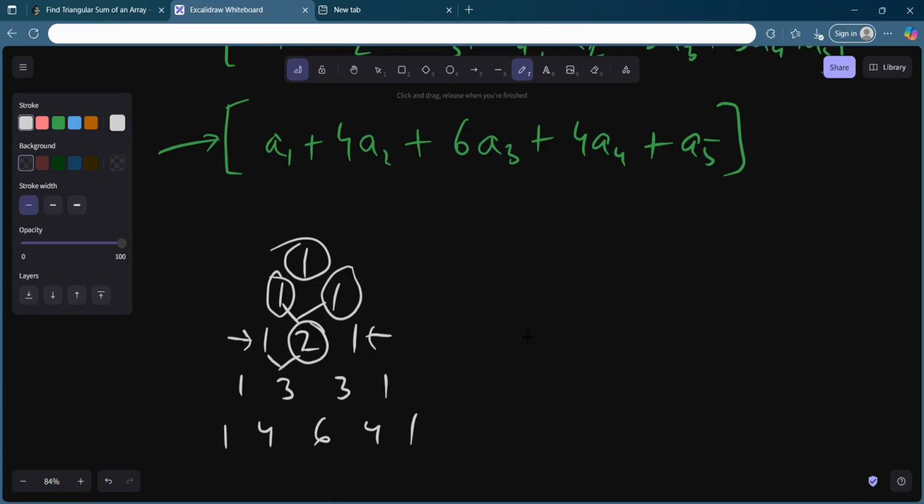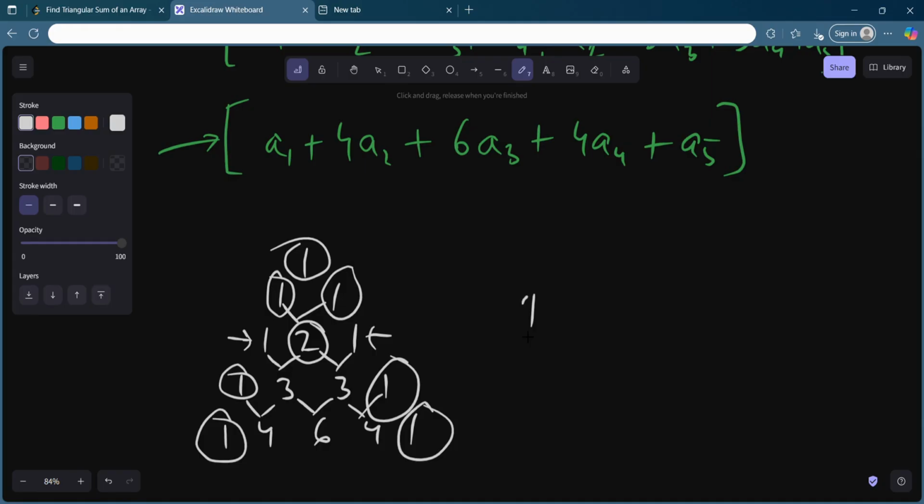Now if you try to perform the sum of this 1 and 2, it will be 3, and you cover these elements with 1 and 1. Then you perform 3 plus 1 to be 4, 3 plus 3 to be 6, 3 plus 1 to be 4, and you get 4, 6, 4 and 1.